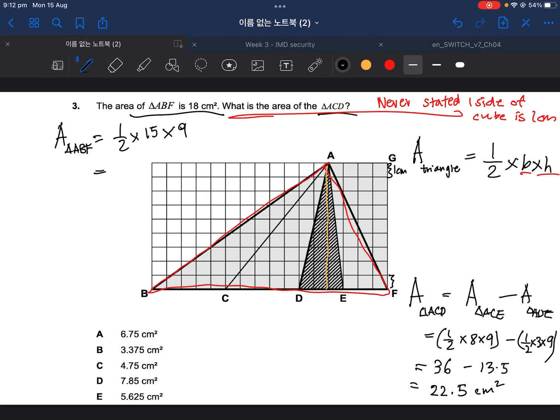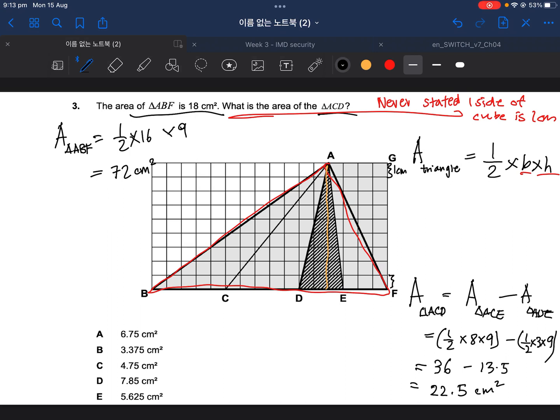Now, that'll give you 135 over 2, which is 67... No, what have I done wrong? Not the base. The base, apologies. The base is not 15. The base is 16. I counted wrong. Now, if the base is 16, then 9 times 16 is 144. And 144 divided by 2 is 72. 72 square centimeters.